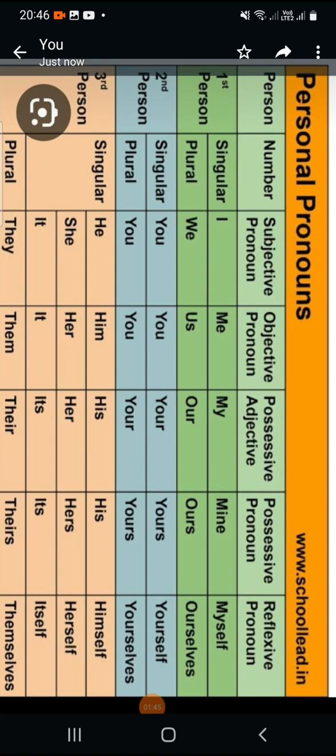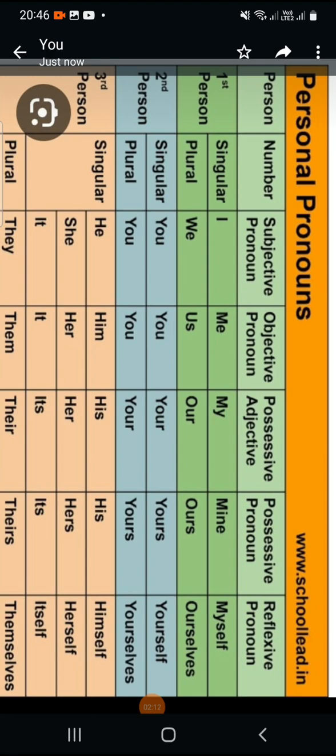Now, first let me remind you that the common structure of an English sentence is subject, then verb, then object. So the verb always plays between the subject and object. And the interesting part is, what is subject? Subject is noun or pronoun. And what is object? Object is noun or pronoun.